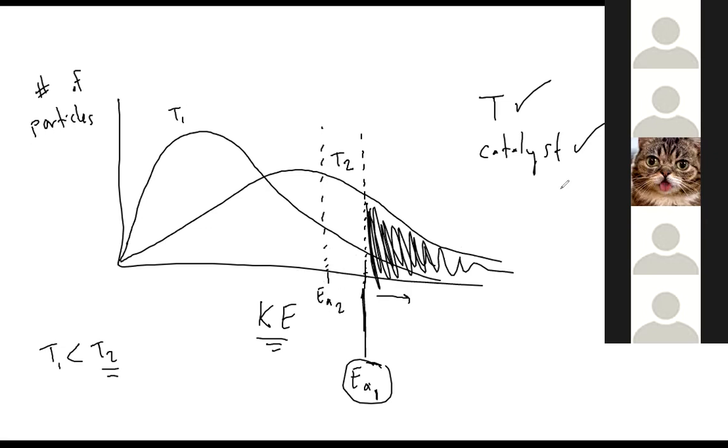So EA2 would represent the activation energy that is there with the catalyst.